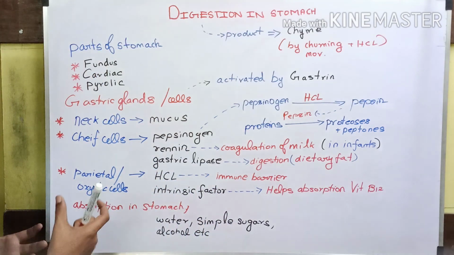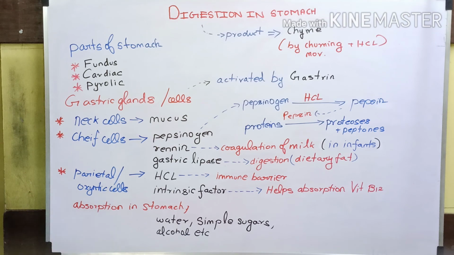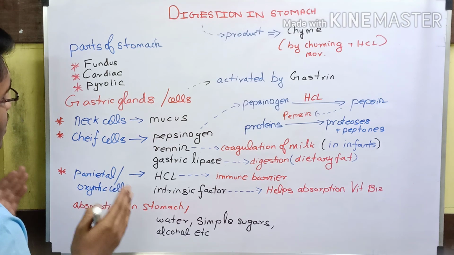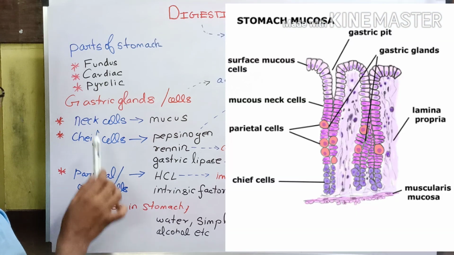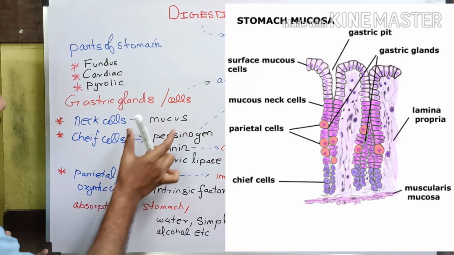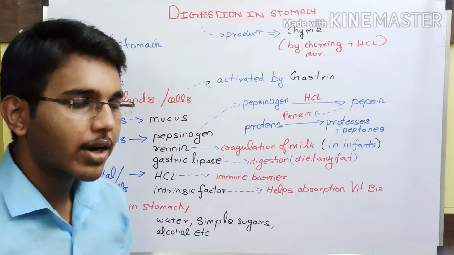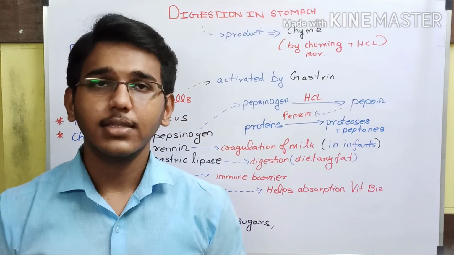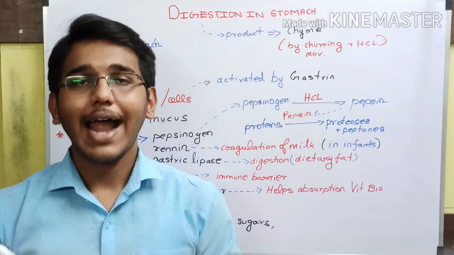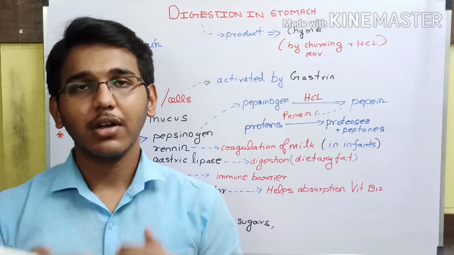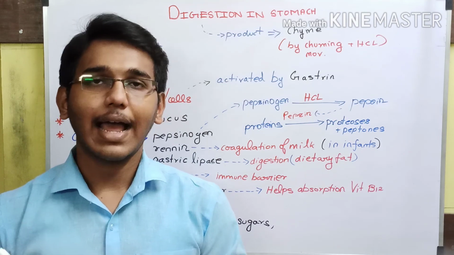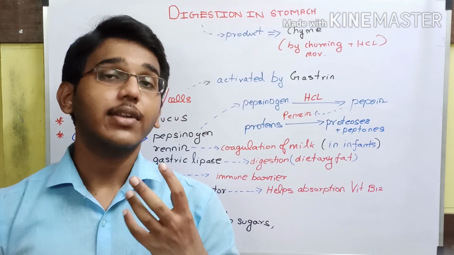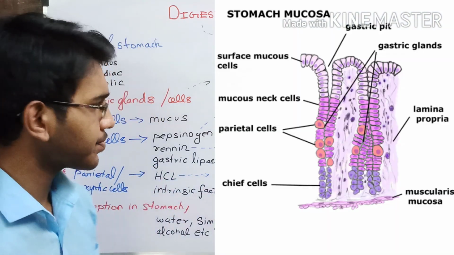So now we are clear with the parts of the stomach and the movement of food inside the stomach. And if you see, there are some gastric glands and cells present inside the stomach. First, the neck cells, which secrete mucus. Mucus is very important for the stomach because it acts as a barrier, preventing the stomach wall from the activity of hydrochloric acid, which is a strong acid, and the digestive enzymes.